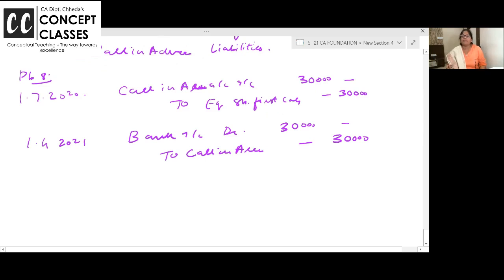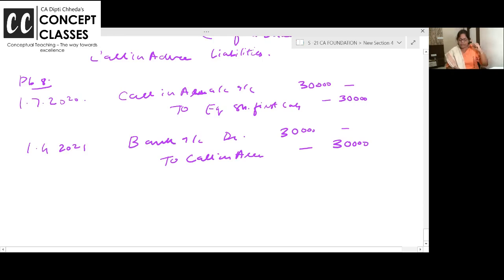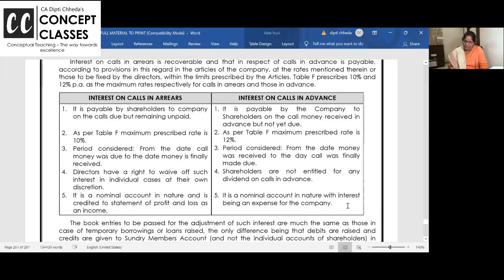One line problems. Only the 7th problem was huge, but very interesting. Now, call in arrears was due in July and you received it on 1st April, dear students. Will you charge some interest from the shareholders? Shareholder is due in July, you are paying next April. Yes. And if call in advance is coming, will you pay some interest? Answer is yes. So we are jumping to the next concept.